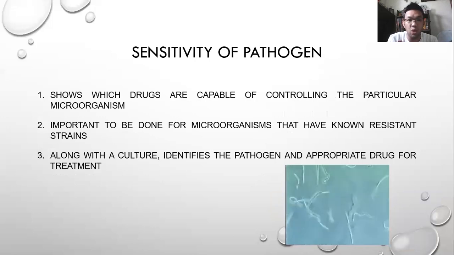Sensitivity of a pathogen. Number one, it shows which drugs are capable of controlling the particular microorganisms. This is what they're testing during clinical trials on a new anti-infective agent, whether it has the capability to kill that microorganism. Number two, it is important to be done for microorganisms that have known resistant strains, because there are certain strains of microorganisms that have evolved to become resistant to certain types of antibiotics, such as penicillin, methicillin, and others. Number three, along with the culture, it identifies the pathogen and the appropriate drug for treatment. So they determine which drug is appropriate for the type of pathogen that has been identified through a culture.